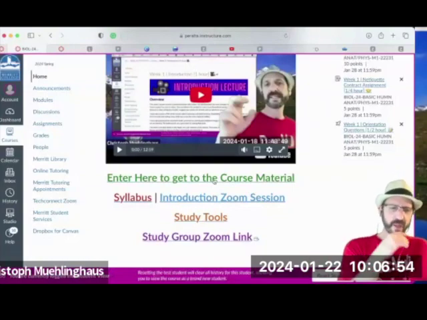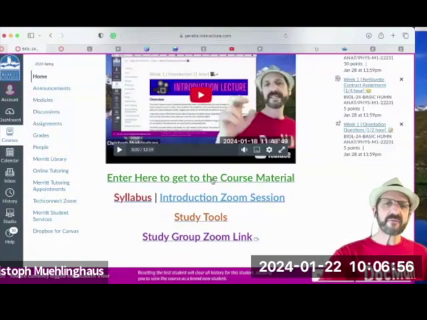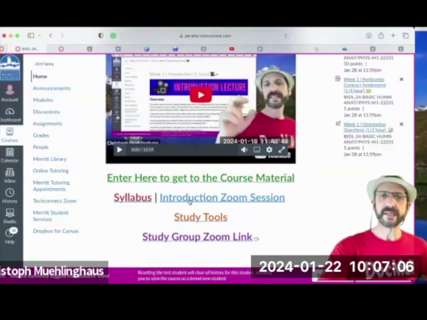Be on my case. Then here we have a few links. This goes to the syllabus we'll touch on briefly. This goes to the introduction Zoom sessions, which is going to be this one, laid out behind it, so people who can't join the meeting can easily find it. Then this goes to a study tools page.